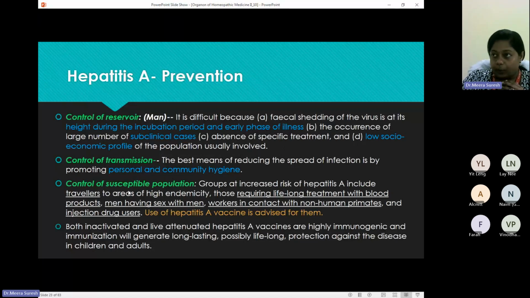But in the case of the susceptible population, especially travelers going to highly endemic areas, those requiring lifelong treatment with blood products, because parenteral transmission is also possible, men having sex with men, because of sexual transmission, mostly homosexual, workers in contact with non-human primates, and also injection drug users, it is advised for these susceptible populations to take a hepatitis A vaccine.